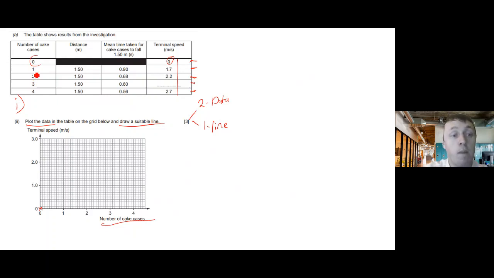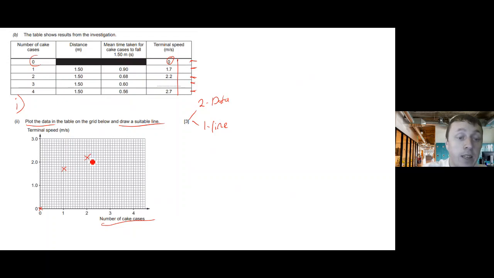Second point, number of cupcake cases is 1, so we come across to 1, and we get a terminal speed of 1.7. Because it's 1.7, sometimes you want to take note and check the value of the little boxes is nice and even, so it is 0.1 per box. So come across to 1 and go up to 1.7, and make sure you demonstrate that box. Full 1 box of accuracy there, 1.7. When there's 2 cupcake cases, we get a speed of 2.2. Again, come across to 2, and go up to 2.2.